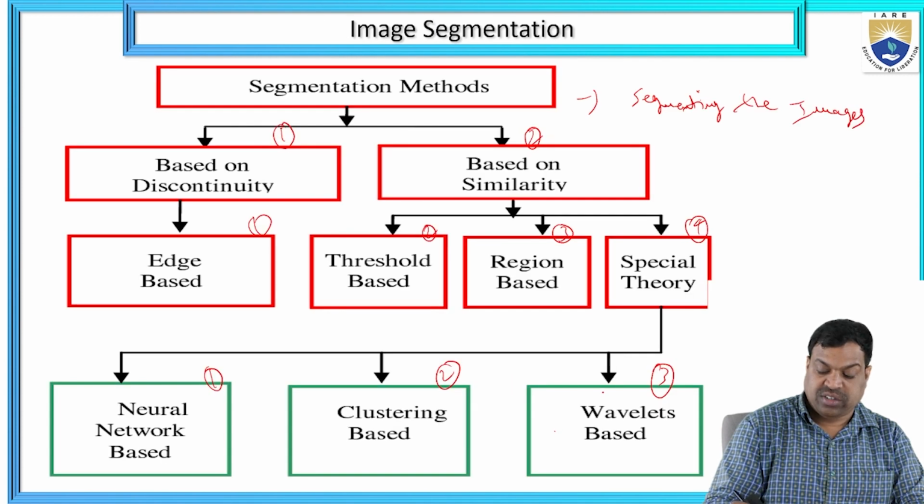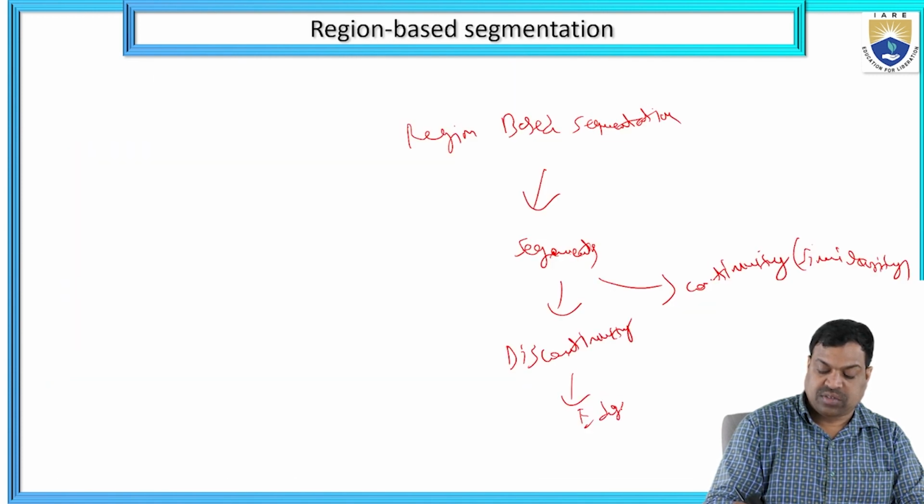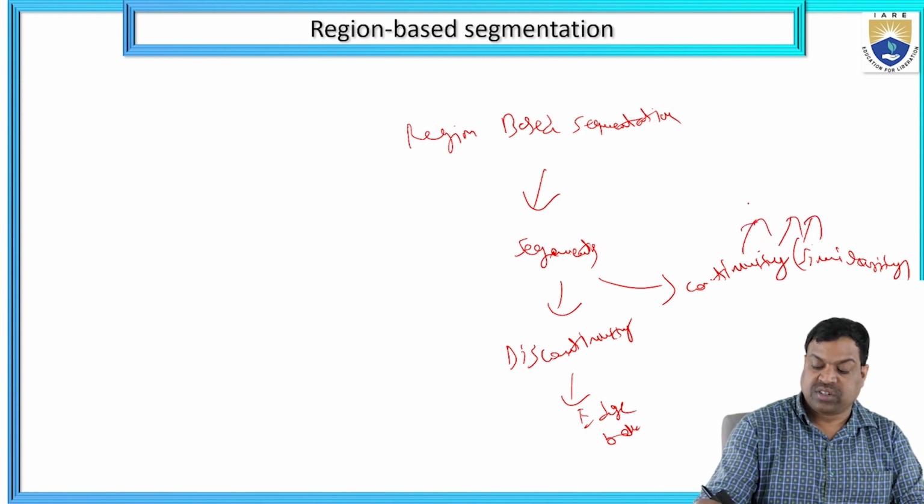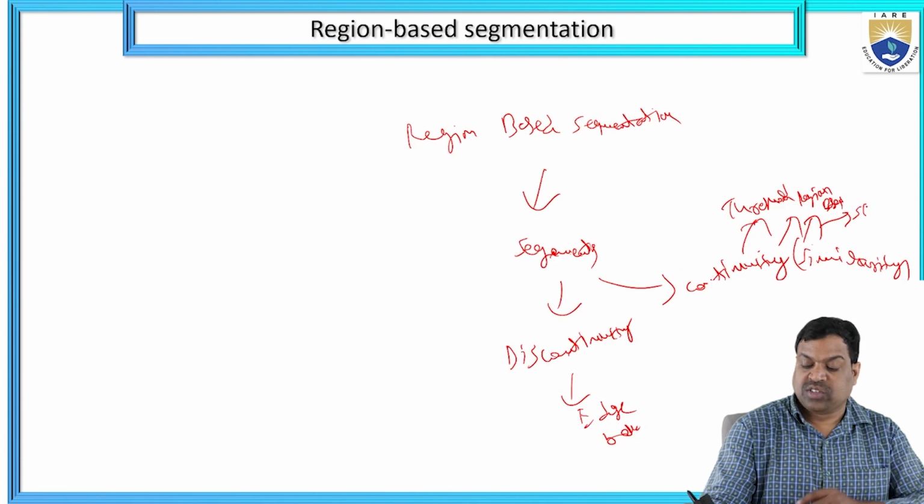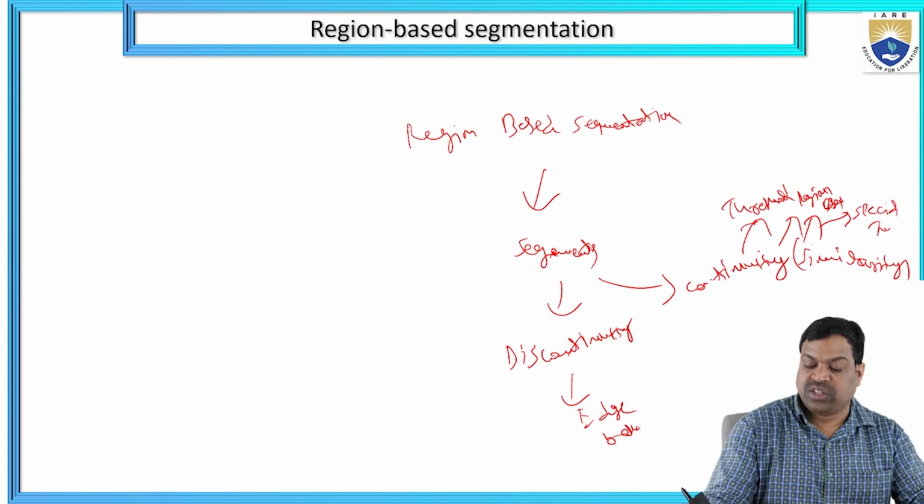In the discontinuity, edge based. In the continuity, three types are there. So that is the threshold, and it is a special theory. So it is not an important thing.